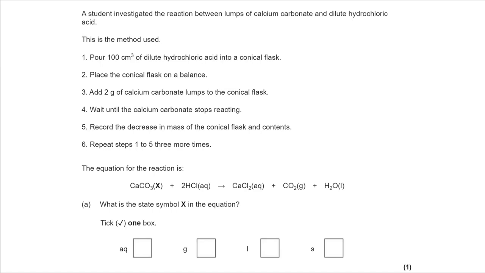We need to know the state symbol for calcium carbonate. We've been told all of the others. HCl is aqueous, calcium chloride is aqueous. That means they're both dissolved in water. Carbon dioxide is gaseous, and H2O is a liquid. But what would calcium carbonate be? Well, there is a big clue in the question if you are unsure, because it tells you that there are calcium carbonate lumps. That tells us that it's solid.